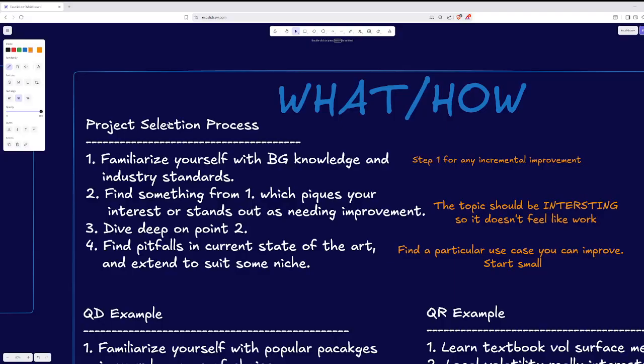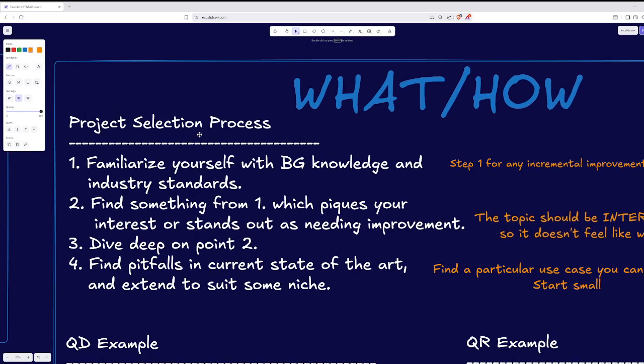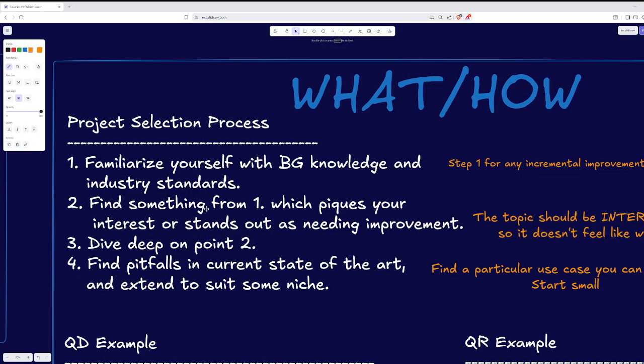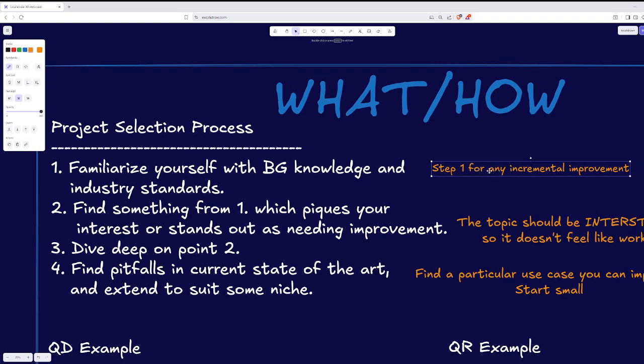So I have this project selection process, and it's built out of four steps. And again, I don't think this is really particular to quant either. This is really for any sort of technical topic. So the first thing you need to do is familiarize yourself with the background knowledge. And for any research, or not even necessarily research endeavor, this is step one, right? You need to know what people are already doing. And you need to familiarize yourself with any background knowledge. For example, you can't approach some derivative pricing thing if you don't have your calculus down, right?